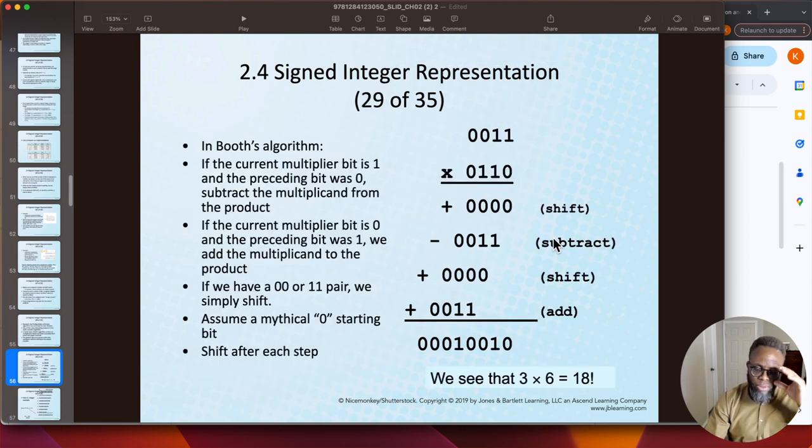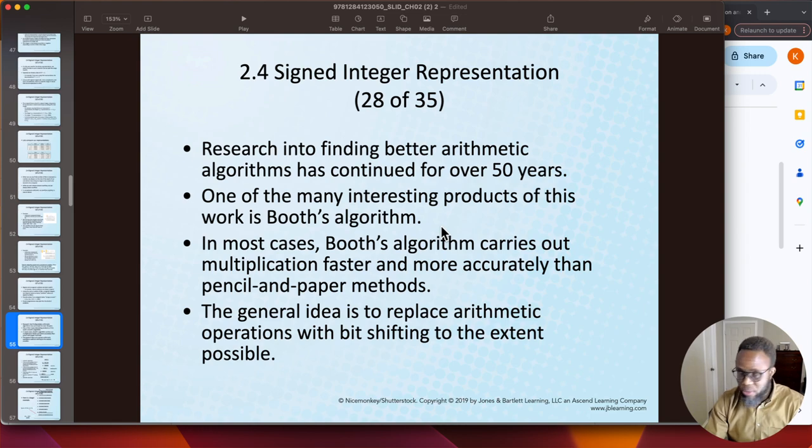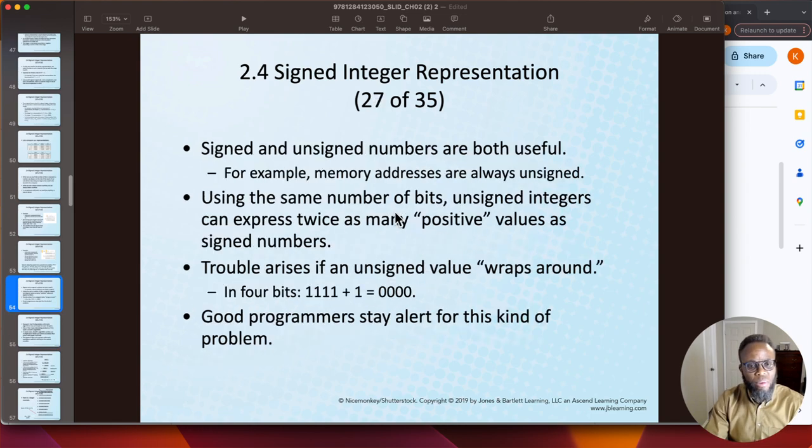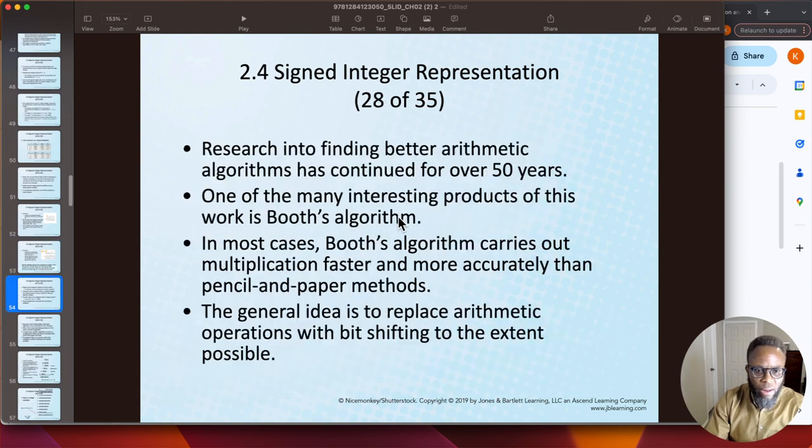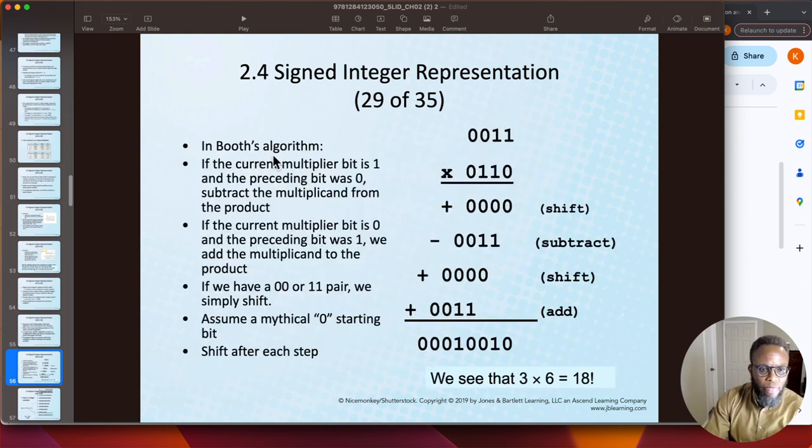Now I want us to talk about the Booth algorithm. The Booth algorithm is a mechanism that allows us to do binary multiplication. Here's the Booth algorithm in a nutshell. There are some rules around the Booth algorithm. Now, this is the multiplier right here, and this is the multiplicand.